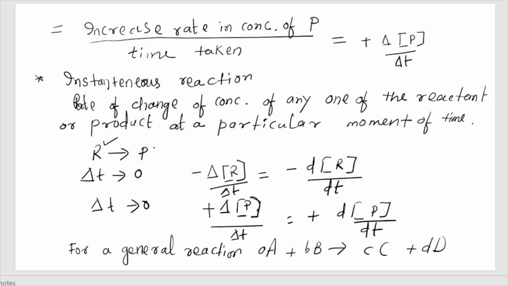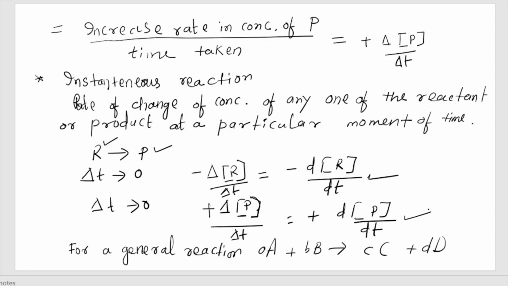If the product is P and the reactant is R, you can observe delta T tends to 0. So it becomes minus d, where d is a very small change, of the molar concentration of R by dt. Similarly, if delta T tends to 0, it is plus dP by dt. This very small change is called the instantaneous rate, or instantaneous reaction rate. This is minus dR by dt, or plus dP by dt.